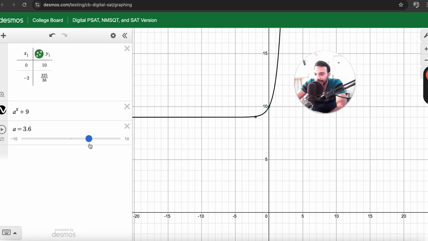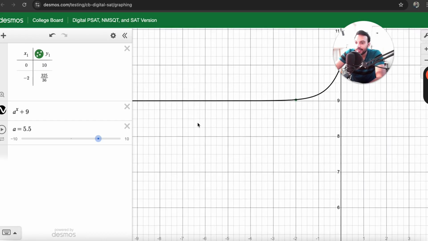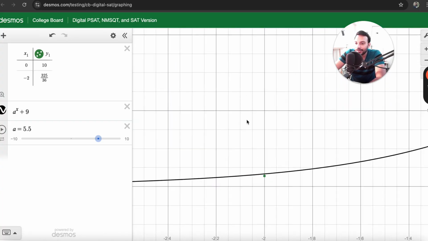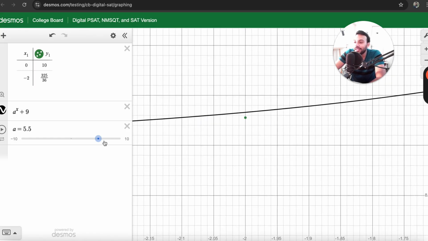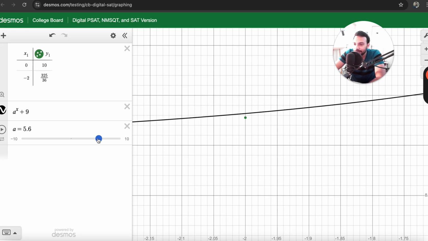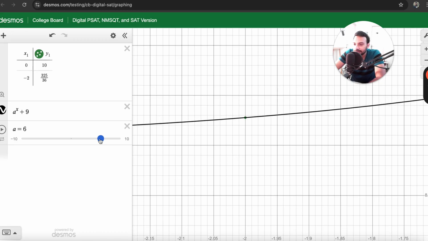Now as a increases, it looks like it's passing through the other point, negative 2, 9. Okay, at a is equal to 5.5, it's looking like it's passing. To be sure, make sure to zoom in. So now I'm going to zoom in and let's see whether it's actually passing or not. When I zoom in, I see that it's actually not passing through that. Let's arrange the a further. If I reduce the a, it's going away. Let me increase the a. 5.6, 5.7, 5.8, 5.9, 6.